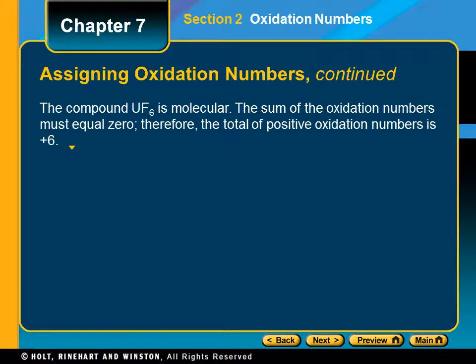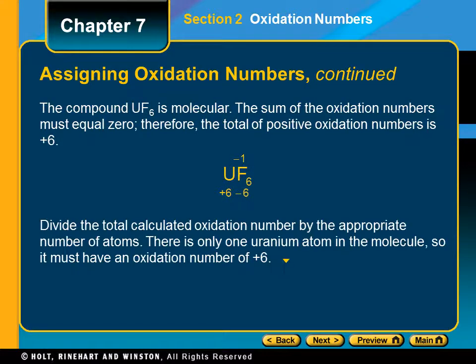The compound UF6 is molecular. The sum of the oxidation numbers must equal 0. Therefore, the total of positive oxidation numbers is +6. Divide the total calculated oxidation number by the appropriate number of atoms. There is only one uranium atom in the molecule, so it must have an oxidation number of +6.